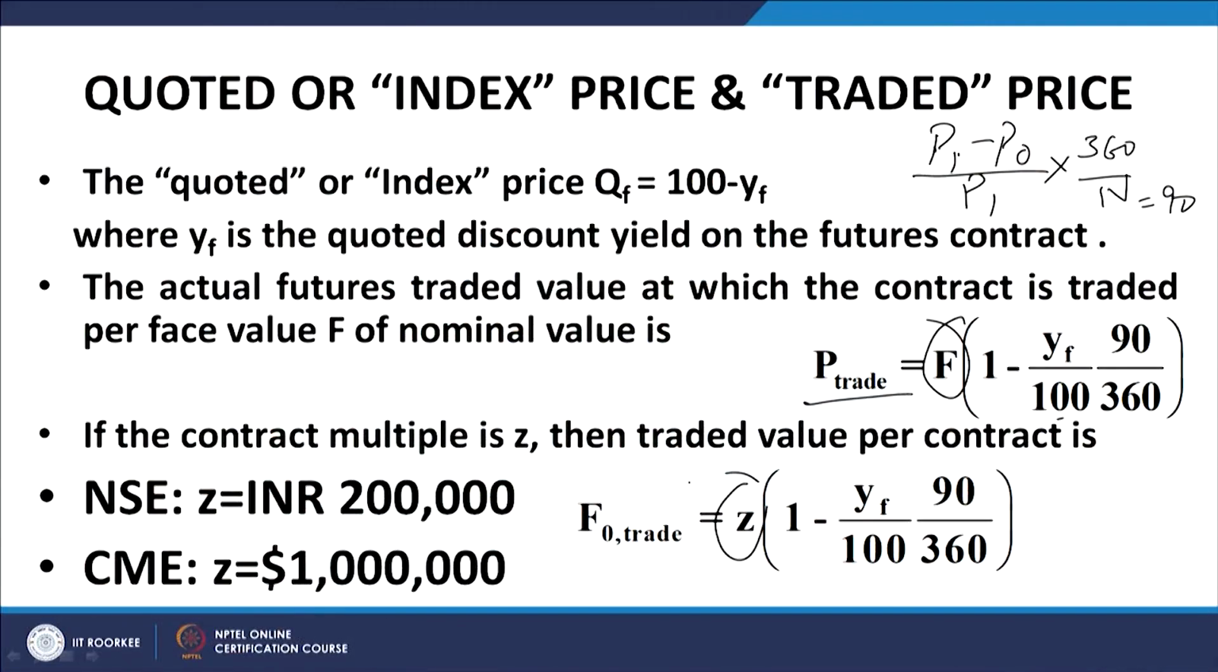In the case of NSE, for a single contract, instead of face value, we will have the lot size in terms of value. In the case of NSE, as I mentioned earlier, the lot size in terms of value is 2 lakh INR or 0.2 million INR, and in the case of US T-bills, it is 1 million USD.